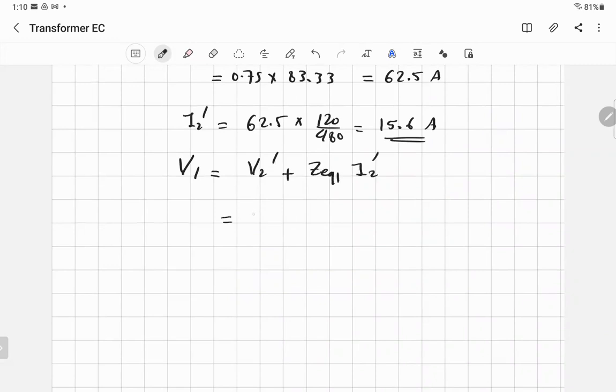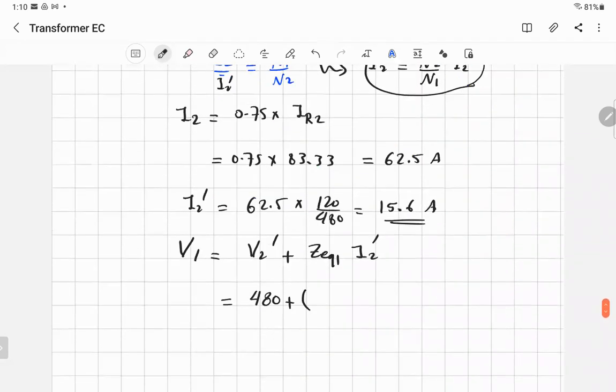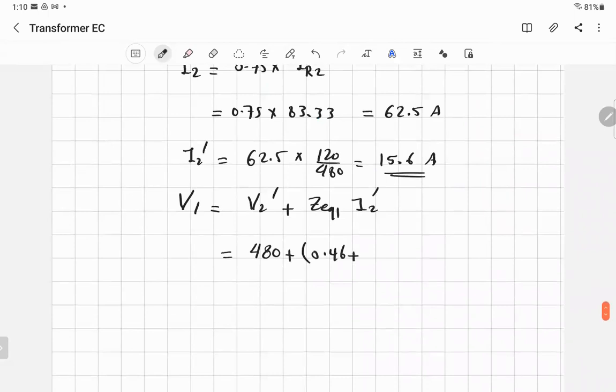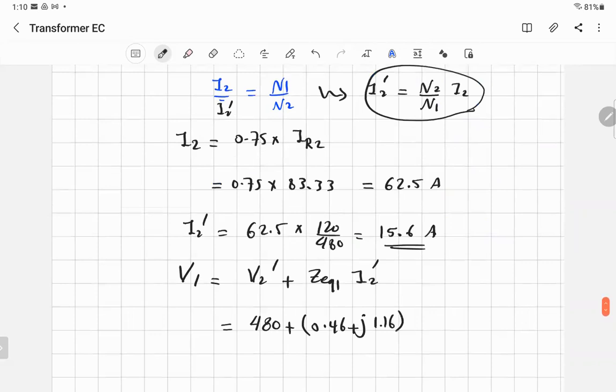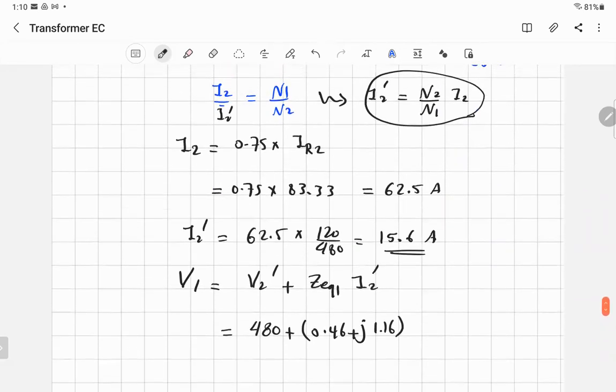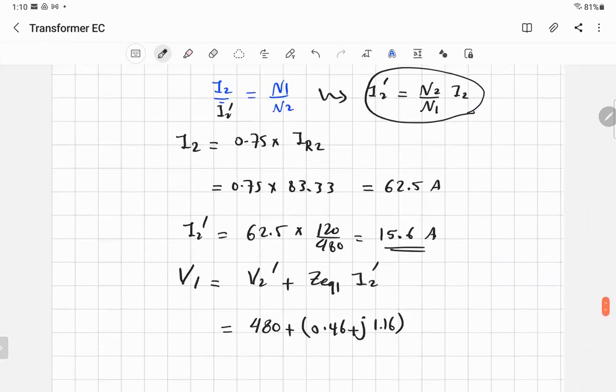V2 dash, we said, is equal to 480, plus Z equivalent. Z equivalent is equal to 0.46 plus j1.16 times I2 dash. Now there's something you have to pay attention to. You think you got I2 dash right, but you got only the magnitude. The current has magnitude and angle. We're working with AC. Only the magnitude is equal to 15.6.